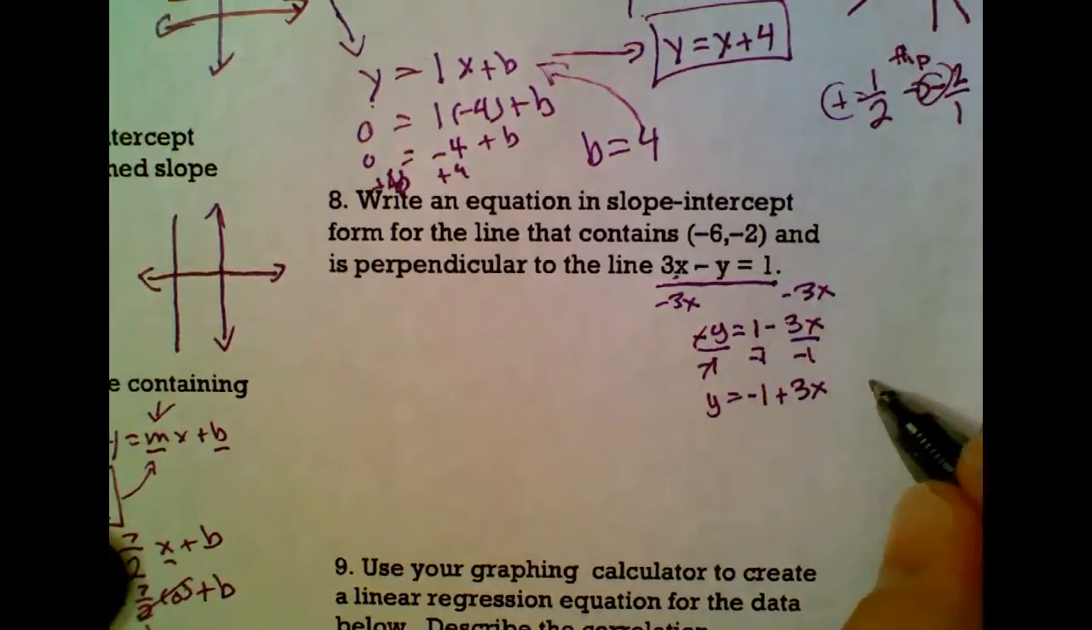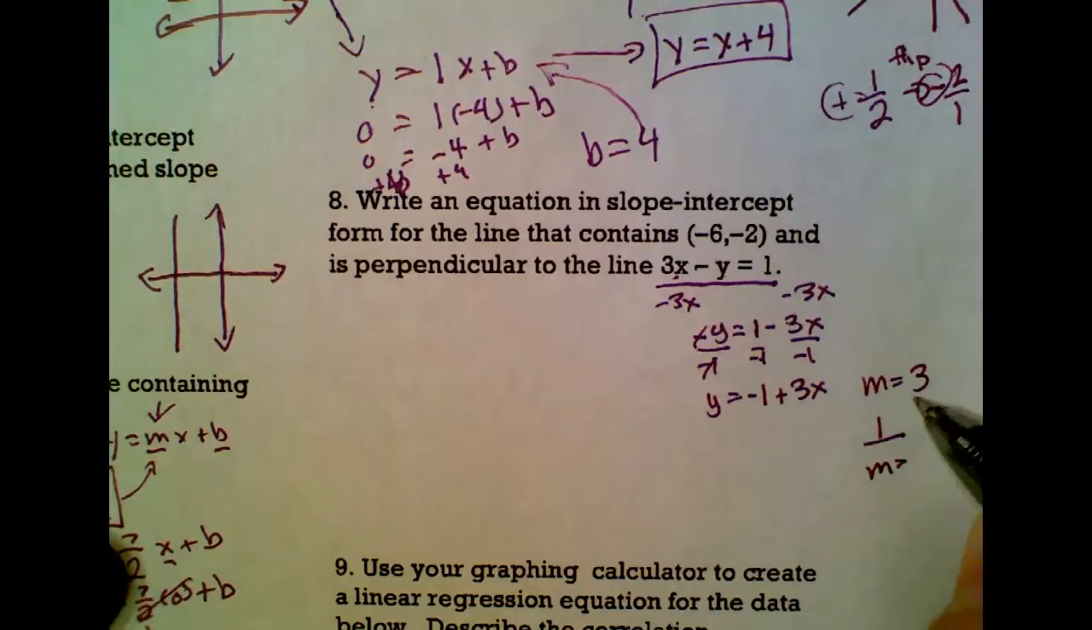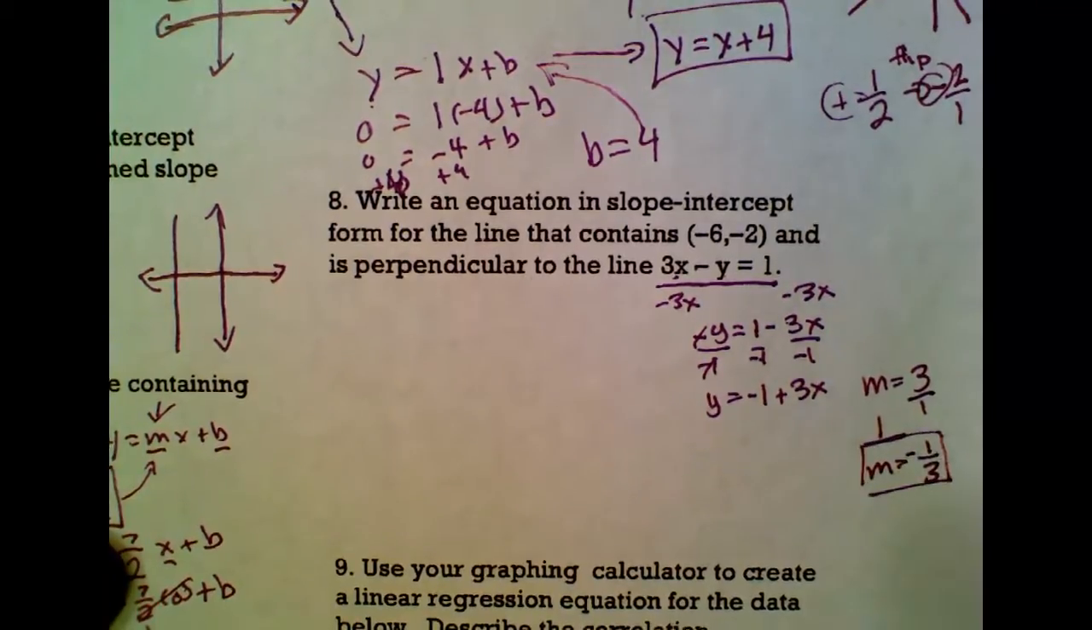Well, it is the slope, m, is equal to 3. Okay, what's the slope of the perpendicular line? M equals, well, there's nothing in the denominator, but there is. It's 1. So we flip it, so 1/3, and this was positive, so we make this one negative. So the slope of our new line is going to be -1/3.